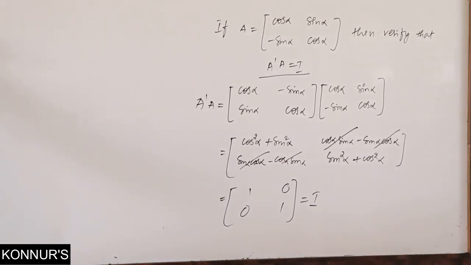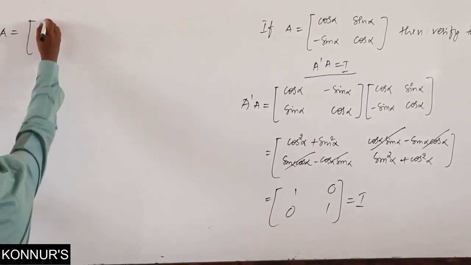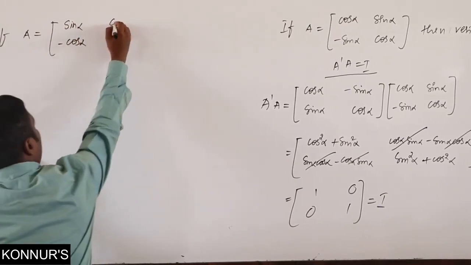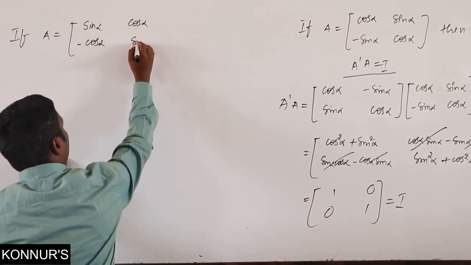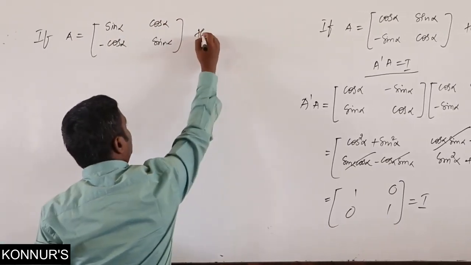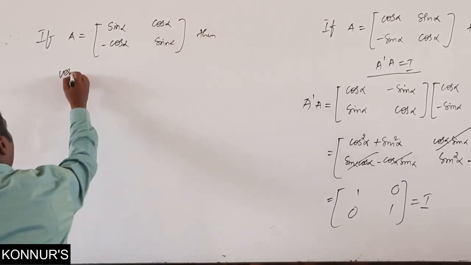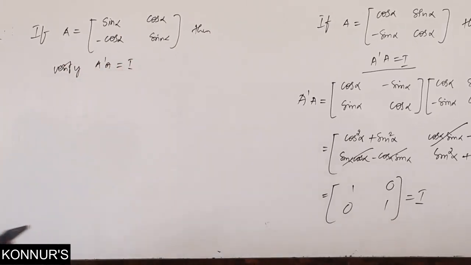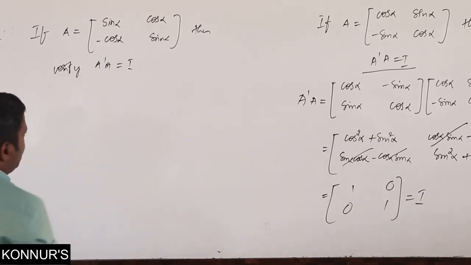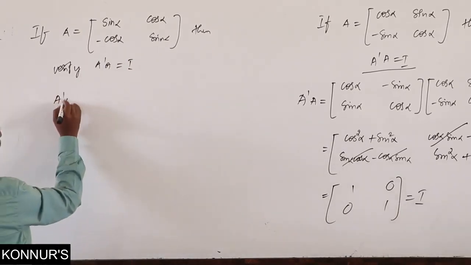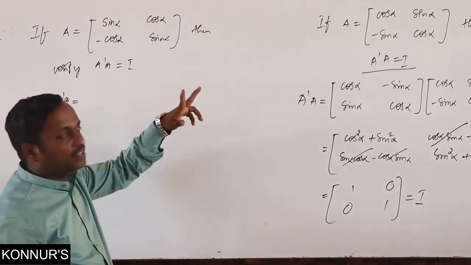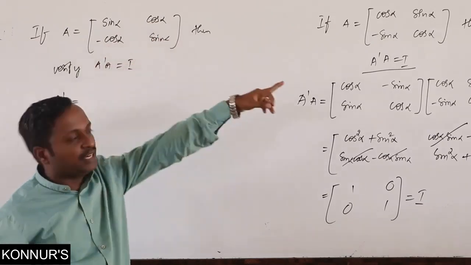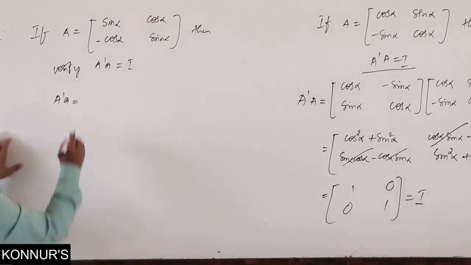If A equal to sin alpha, minus cos alpha, cos alpha, sin alpha. Then same question: verify A dash into A is equal to I. Check. Same thing, little change. What is the difference between these two questions? A is sin cos, here it is cos sin, minus cos sin, minus sin cos. Little change, but we will check it.